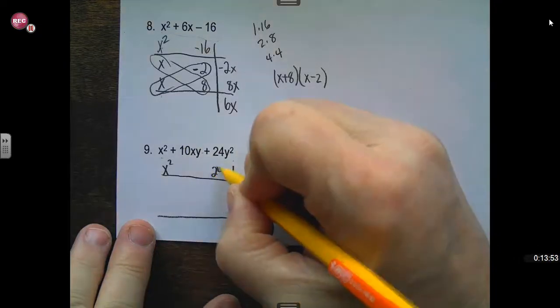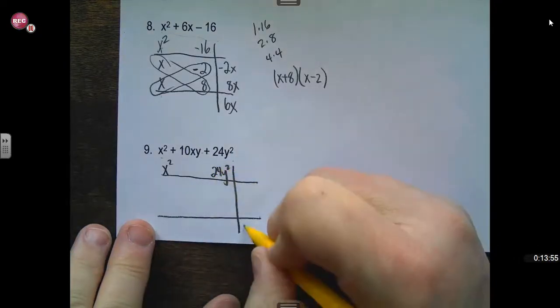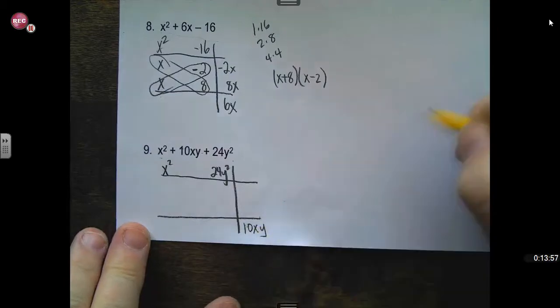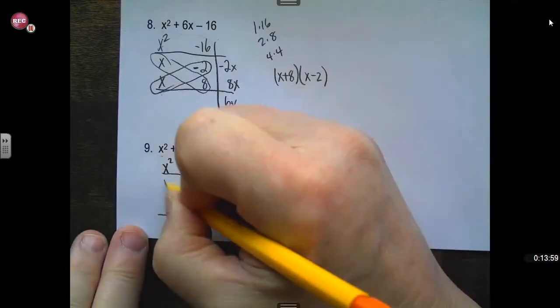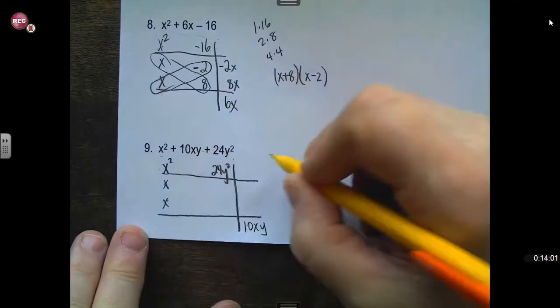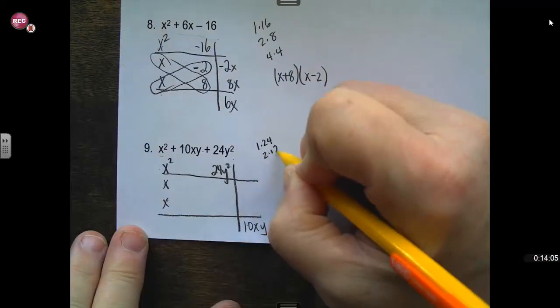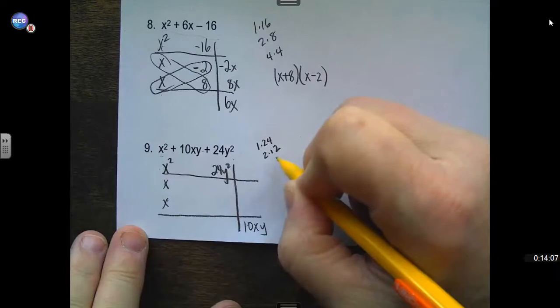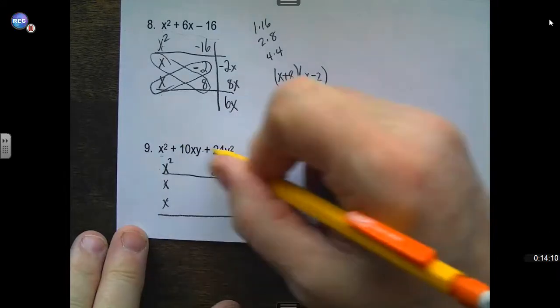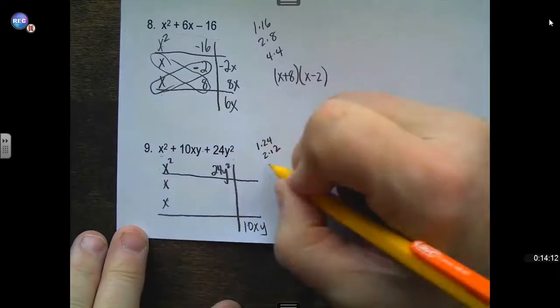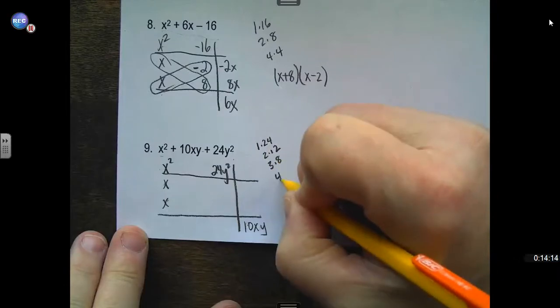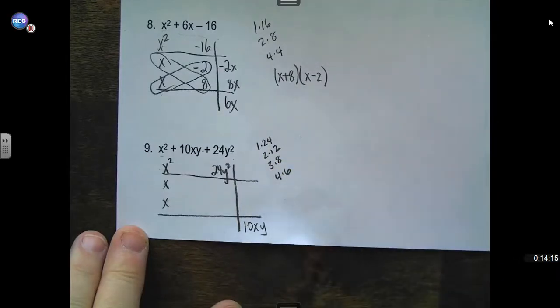This is 24y squared over here, and this would be 10xy down here. So again, x times x. 24 is 1 times 24, 2 times 12. 2 times 12 could make 10, but everything here is plus, so I don't think it's going to work. 3 times 8, 4 times 6 makes 10.